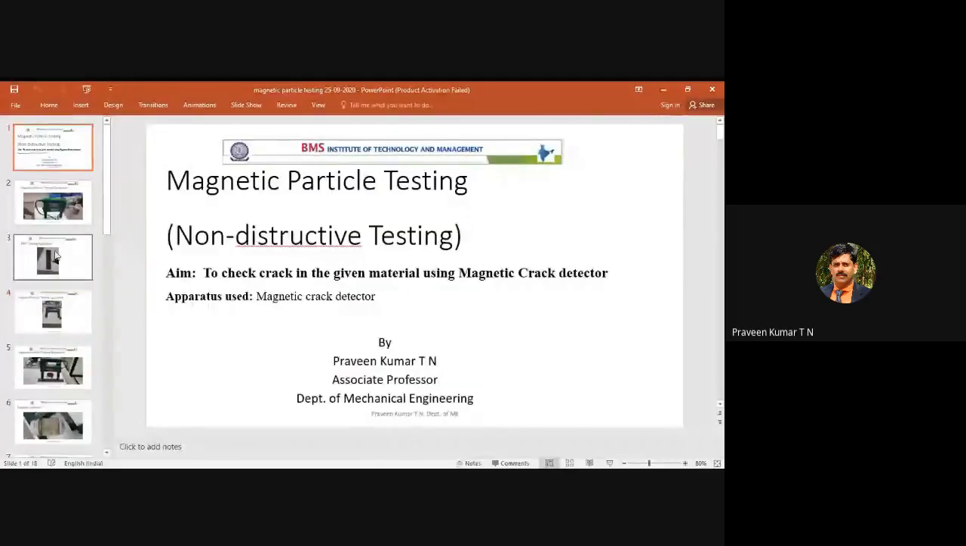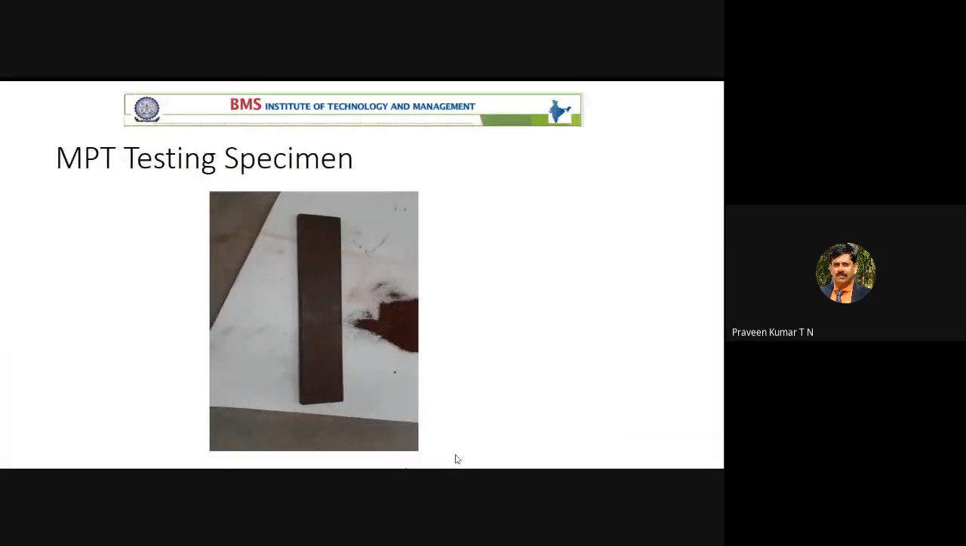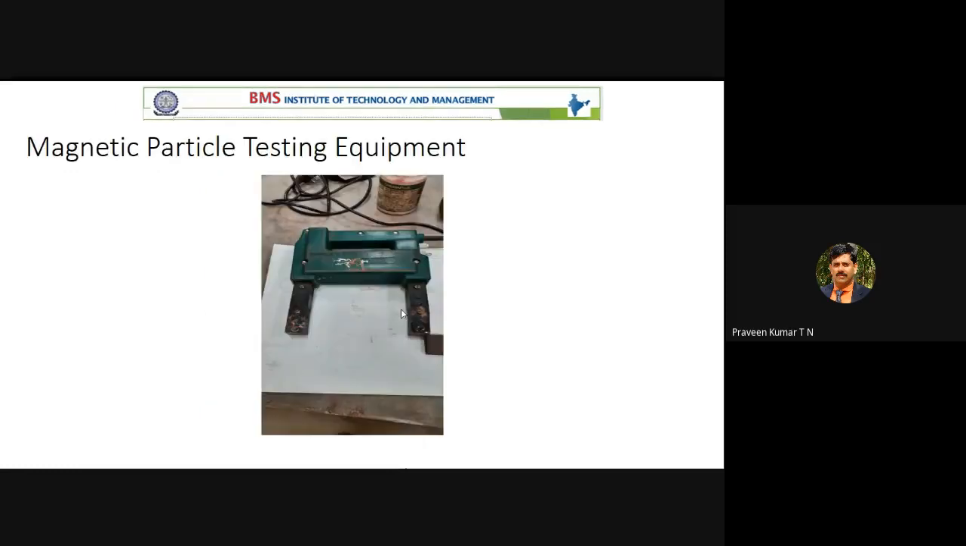Okay, a very simple principle. I hope you understood the concept used in magnetic particle testing. This is a specimen before magnetization. So this is magnetic powder, magnetic particle powder, also referred to as ferromagnetic powder.